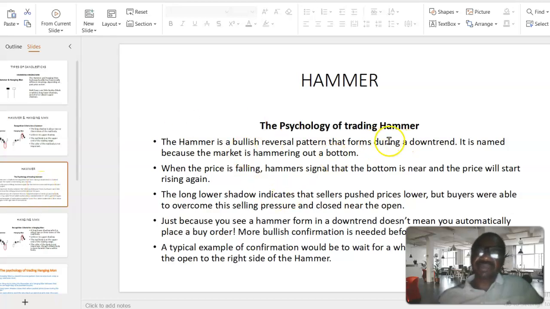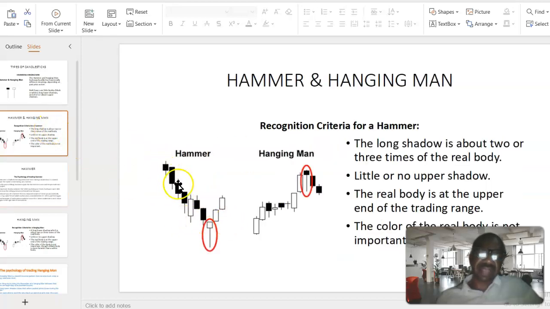Now the psychology of trading the hammer. A hammer is a bullish reversal pattern that forms during a downtrend. It is named because the market is hammering out a bottom. When price is falling, the hammer signals that the bottom is near, and price will start rising again.